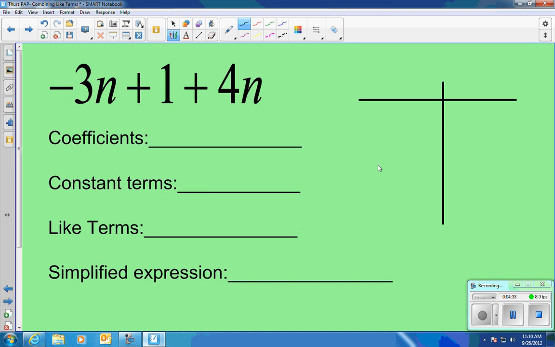In this problem, my coefficients are negative 3 and positive 4. My constant is positive 1. So my like term is negative 3n and positive 4n. So that's the only thing that's going to get combined. A negative 3 and a positive 4 makes a positive 1. You can write the 1 in there in front of there if you want, but you don't have to. And then that plus 1 didn't get combined with anything.